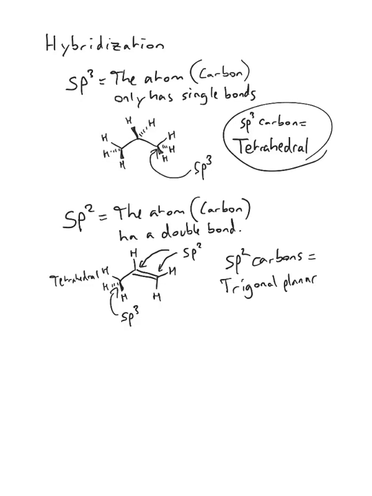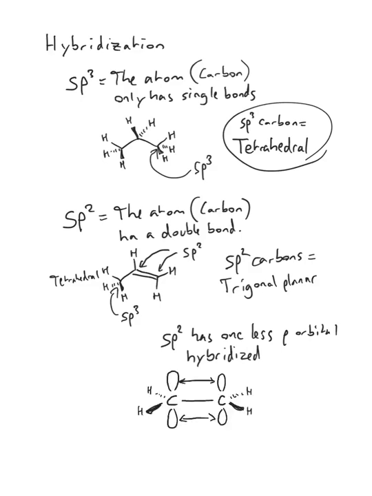Now, why is it sp2 instead of sp3? We could say that sp2 has 1 less p orbital hybridized. So what it also means is that when you have this double bond, the p orbitals overlap, making this whole system become planar, i.e. trigonal planar. So now we know how orbitals cause the shapes to shift in the way they are.